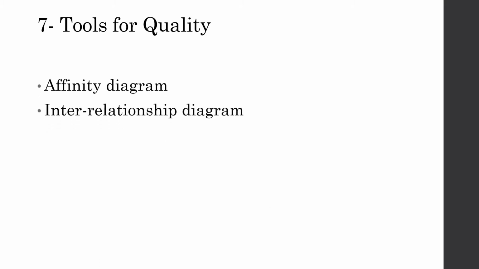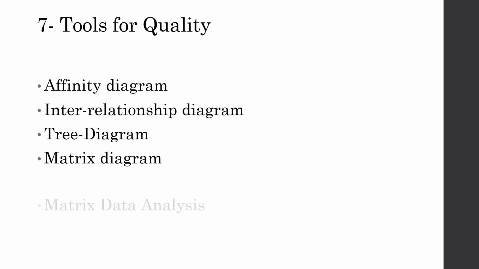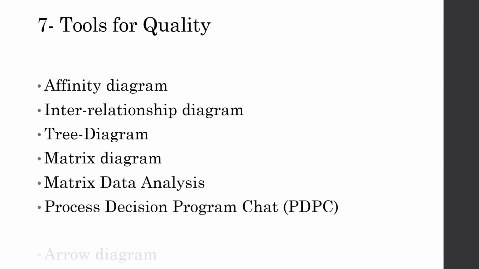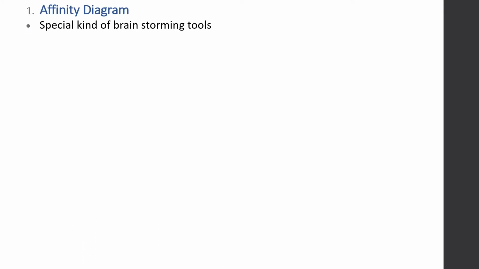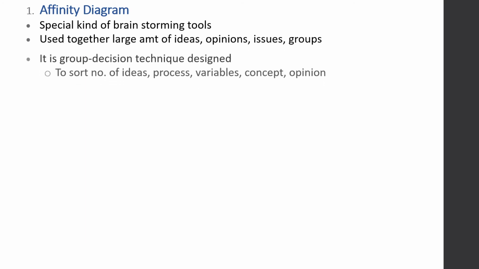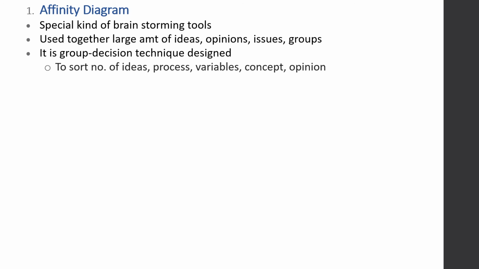So 7 tools for the quality. There is Affinity Diagram, Interrelationship Diagram, T Diagram, Matrix Diagram, Matrix Data Analysis, Process Decision Program Chart and Arrow Diagram. Now talking about Affinity Diagram, it is a special kind of brainstorming tool. It is used to gather a large amount of ideas, opinions and issues in the groups. It is a group decision technique designed to sort a number of ideas, processes, variables, concepts, opinions.